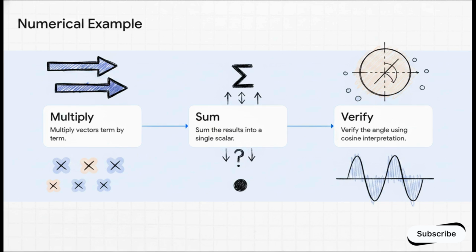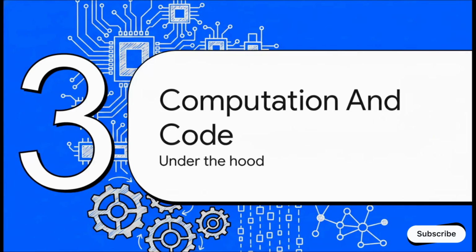Now both of these vectors have a length of roughly 4, but their dot product is tiny. Why is that? Well, if we use our geometric formula to verify the angle, we find the angle between them is 86.3 degrees. They are almost completely perpendicular, meaning they share barely any direction at all. It's kind of amazing. The math perfectly distills their entire relationship down into a single number. Section 3, computation and code.